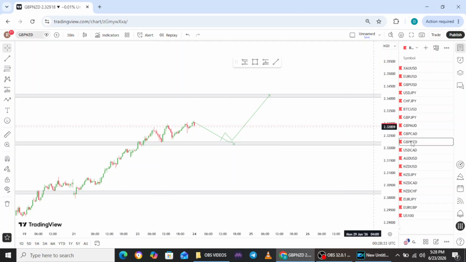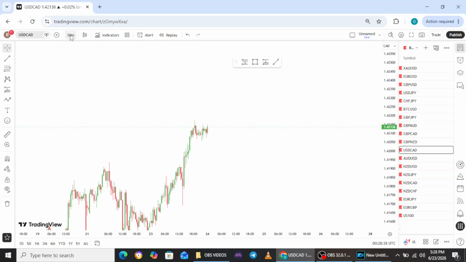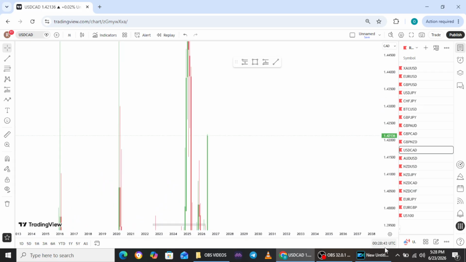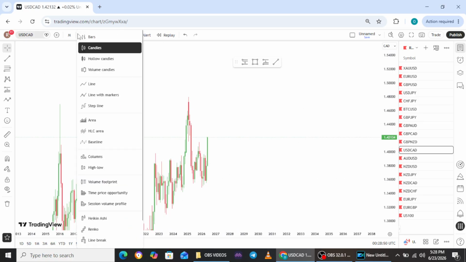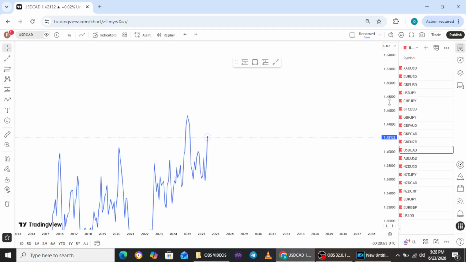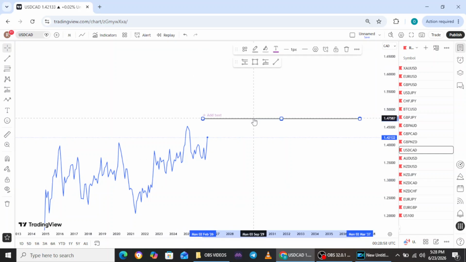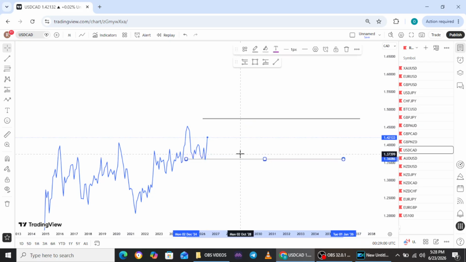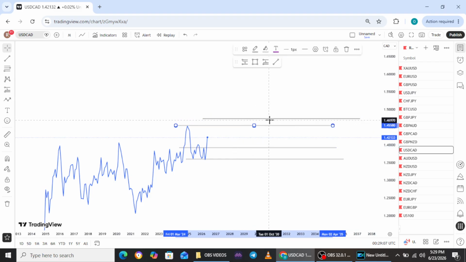Okay, now let's look at USDCAD and see what we can get from this market. Monthly time frame, line chart, sorry, candlestick chart, your line chart. Now you target the sharp bend. I think we got one here. Focus on the most recent one.